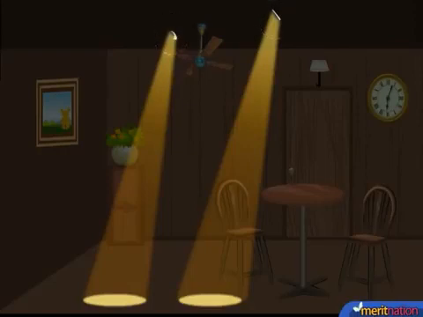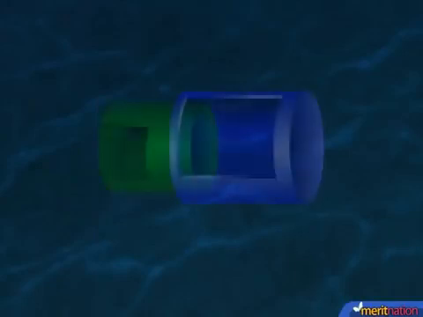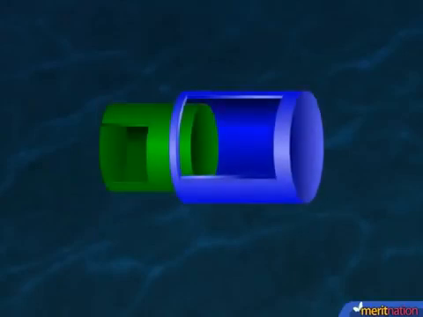Now, what are pinhole cameras? Let's first construct one pinhole camera and then let's try to understand the principle. By definition, a pinhole camera is a simple optical device that forms an image without using a lens or a mirror. That's surprising.